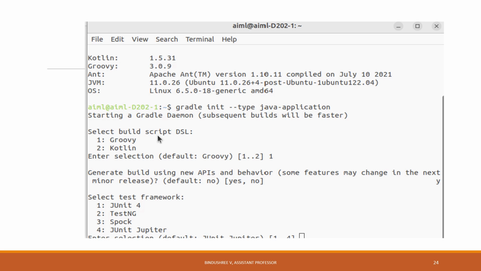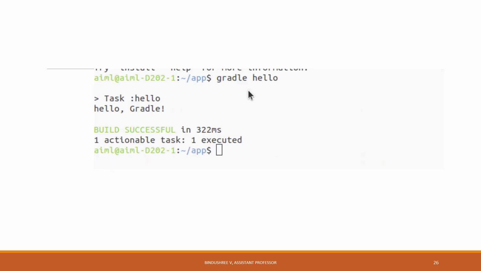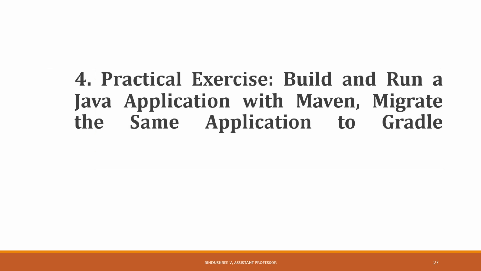I selected Groovy, and after selecting Groovy, it will ask me which framework you want for testing, I mean unit testing. We have tools called JUnit, TestNG, JUnit Jupyter. These are all unit testing tools. You can choose whichever tool you want. And after that, I gave just a gradle build, and it is showing the output of gradle build. And also I automated things. Here you can see the task hello, so it is coming out hello Gradle.